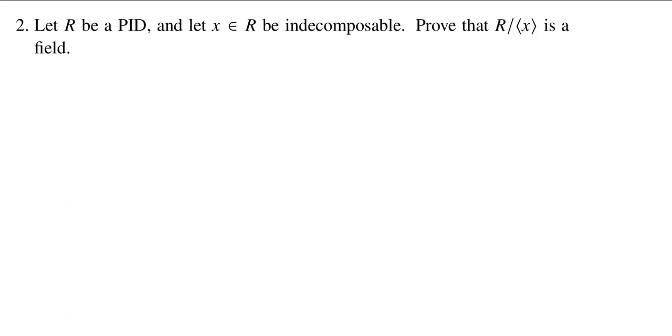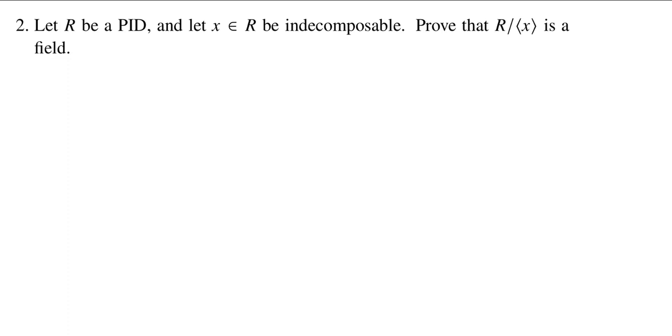Hey everybody, this is our video solution of problem 2 from Quiz 13, Spring 2023, Math 302 at Cal State Fullerton. In this problem, we are given a ring R, which is a PID, so a principal ideal domain, and we have an element X in R, which is indecomposable.